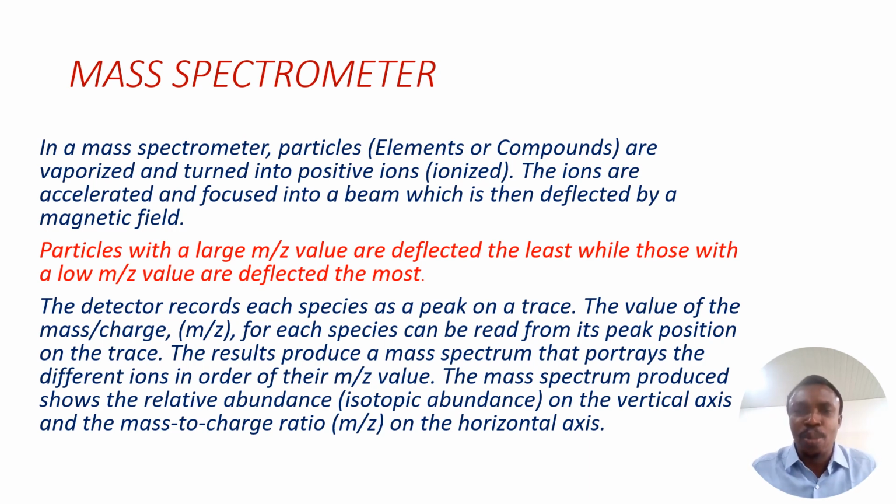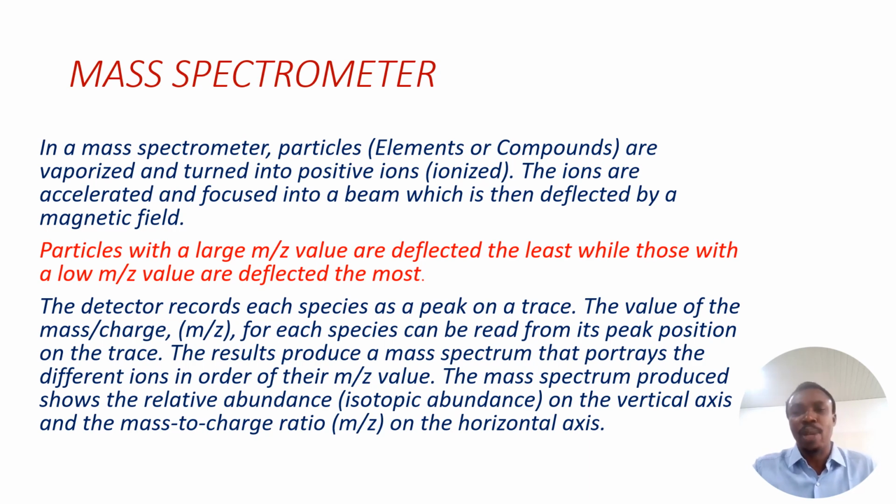So through that process, which we call the ionization process, takes place in the ionization chamber. Now the ions are accelerated. They go to the analyzing chamber where they are separated. It passes through an electric field. So the ions are accelerated and focused into a beam, which is then deflected by the magnetic field. So the electric field causes the ions to accelerate and focus into a beam, which is then deflected by a magnetic field.